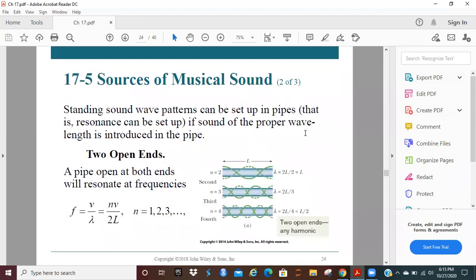Now, sources of musical sound. Standing sound wave patterns can be set up in pipes. In other words, resonance can be set up if sound of the proper wavelength is introduced into the pipe. Let's say we've got a pipe here that has two open ends. If it has two open ends, the open ends are going to be at the antinode of these waves as you see them come through. In other words, it's allowing for the maximum amount of flow at that point. So that's why it's defined this way.